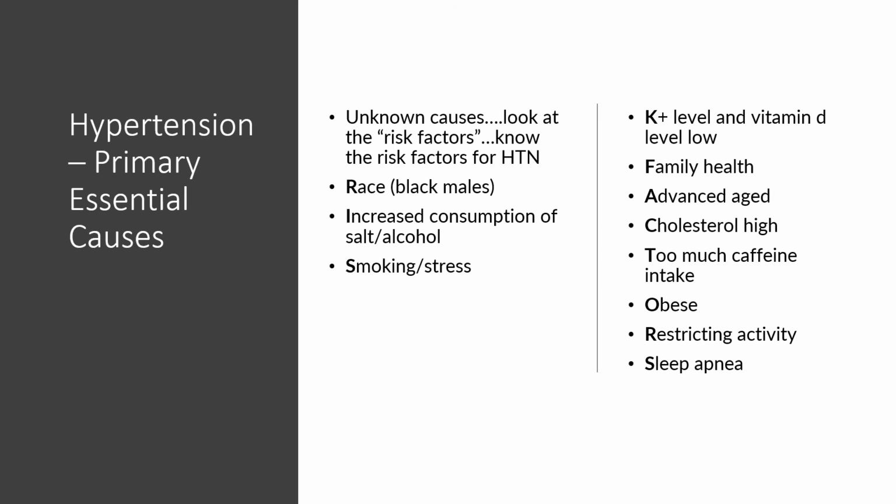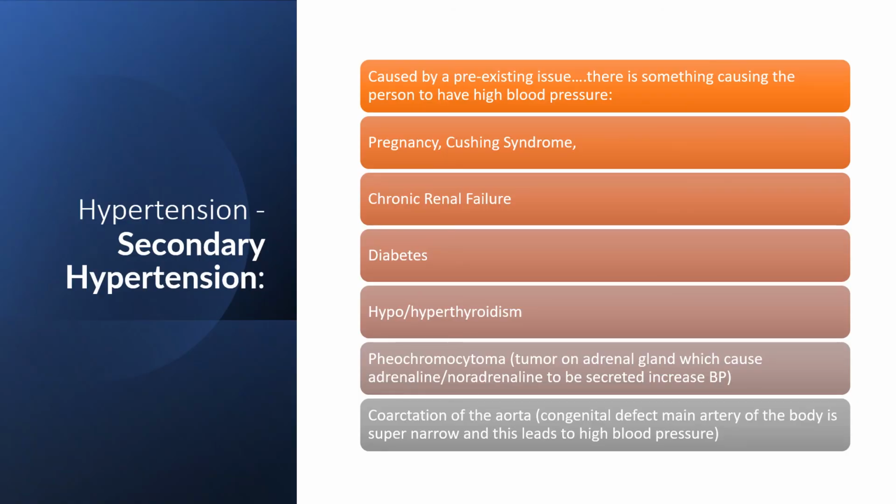Family history means it's something that you would have inherited. Getting older, your heart is just weak, tired, cholesterol is high, bad eating. You're drinking too much coffee, constriction of the blood vessels, obesity, clots, obstruction in the blood vessels. Restricting activities causes obesity. Eating bad food causes obesity. And sleep apnea. All of those can be causes of essential hypertension.